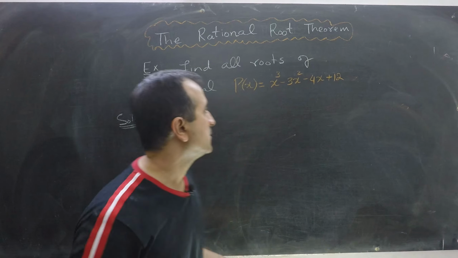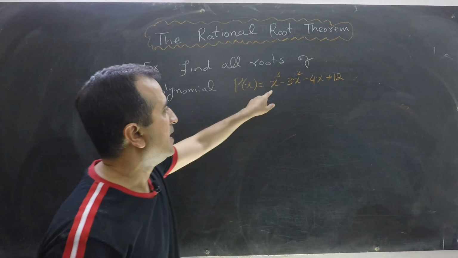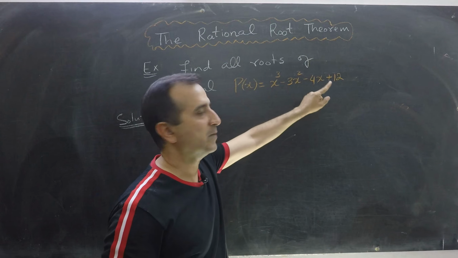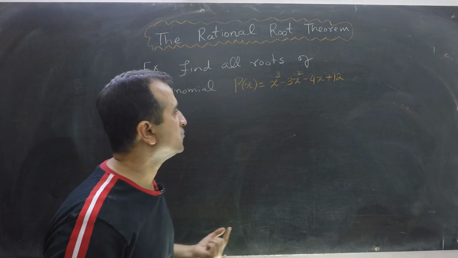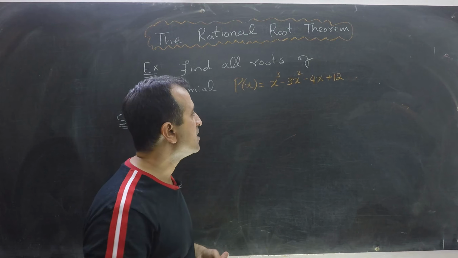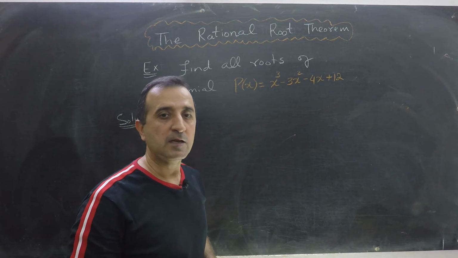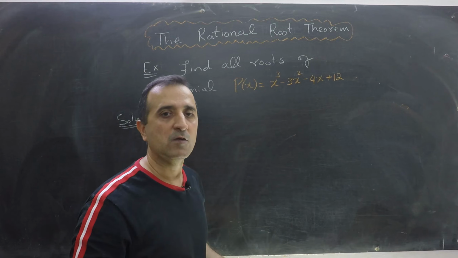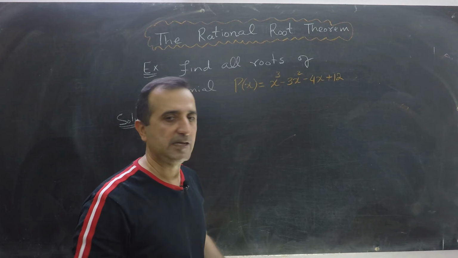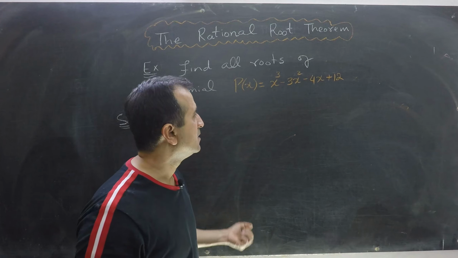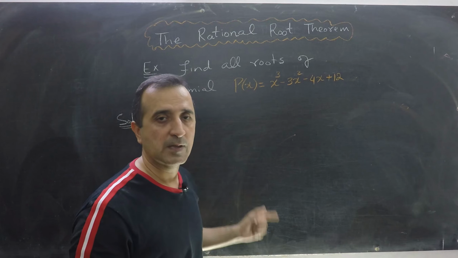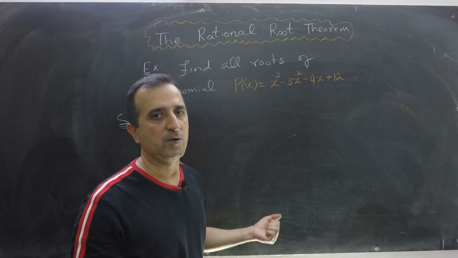In this example, we are given a polynomial x^3 - 3x^2 - 4x + 12, and we are asked to find all the roots of such a polynomial. If we are able to find one root, then for the remaining polynomial we can easily apply the quadratic formula and find the rest of the roots. So we will find one root using the rational root theorem and we find the other roots using the quadratic formula.